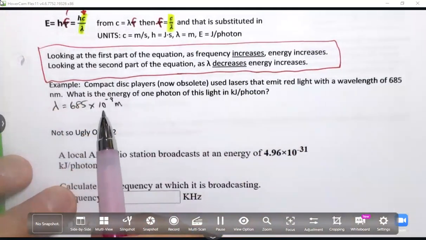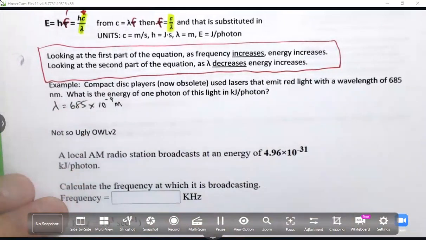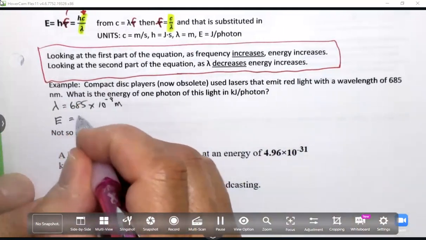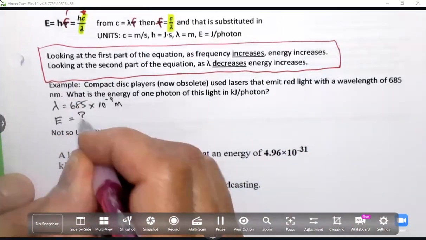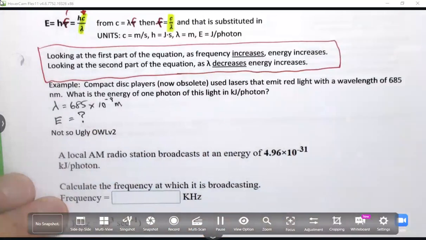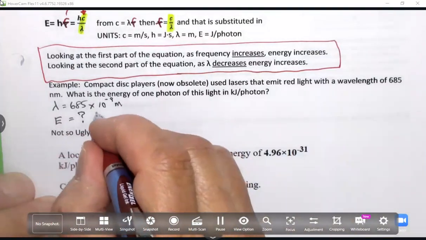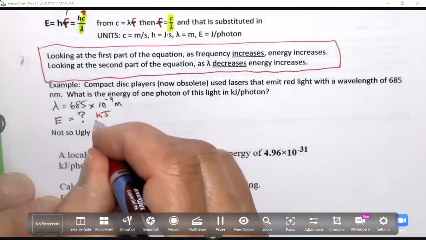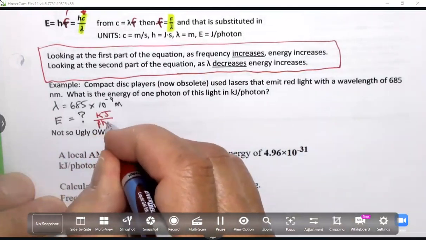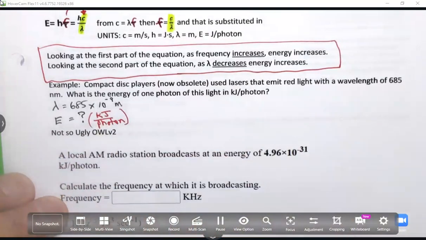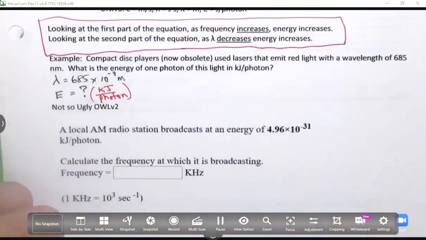So nano would be to the -9 again. What is the energy of one photon of this light? Okay, and the problem is we're going to get this into kilojoules per photon is what we want for units.